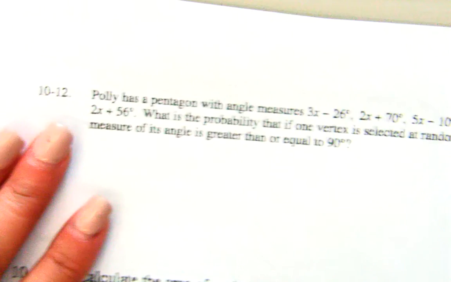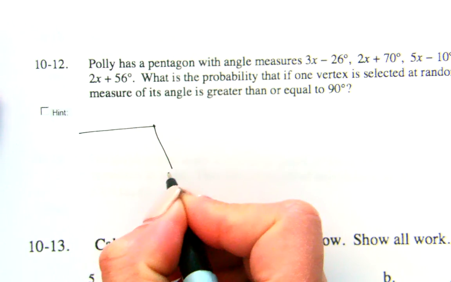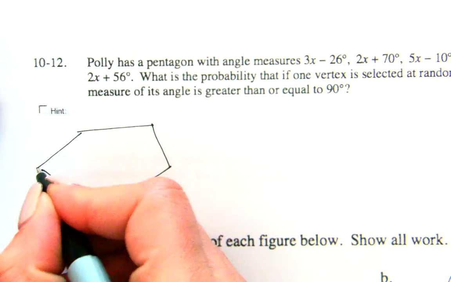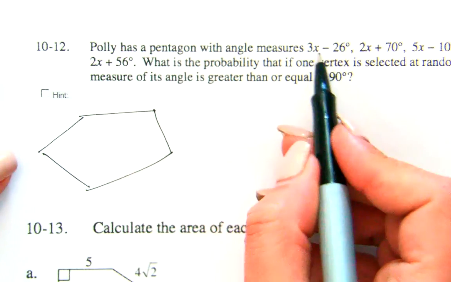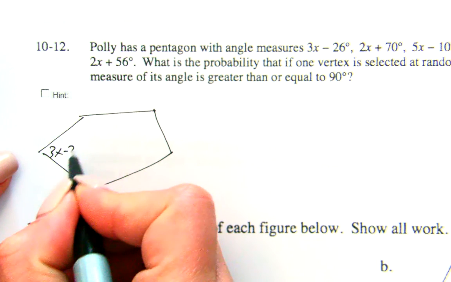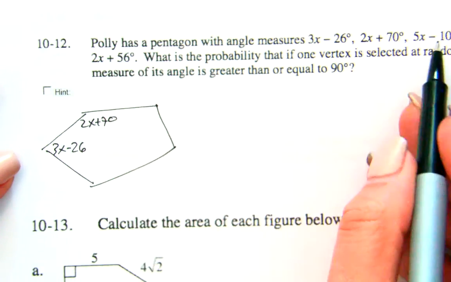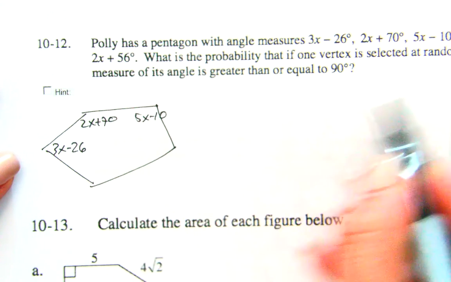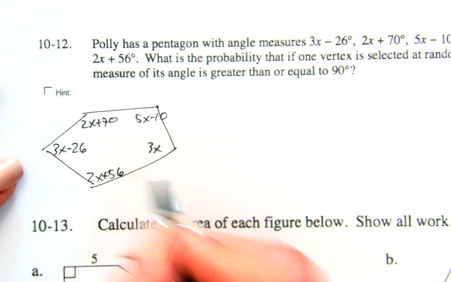Number 12. Okay, here we go. Polly has a pentagon. If you're not familiar with a pentagon, it has 5 sides. So I'm just going to draw a random looking pentagon. It has 1, 2, 3, 4, 5. It's not perfect, but all I know is it has 5 sides. One of them is 3x minus 26. The other one is 2x plus 70. The other one is 5x minus 10. The other one is 3x. And the other one is 2x plus 56.